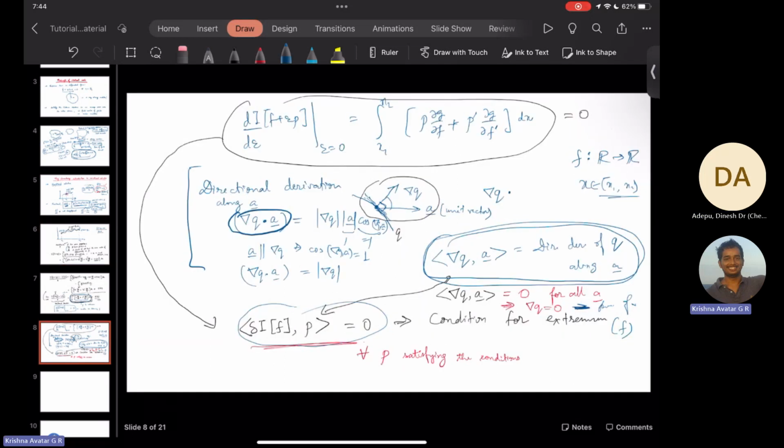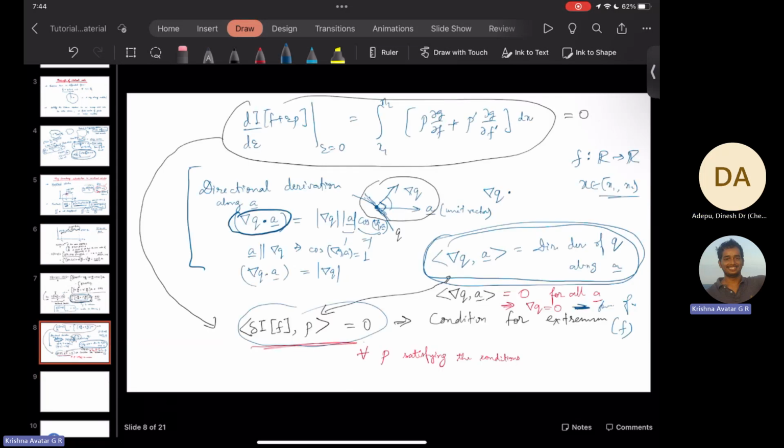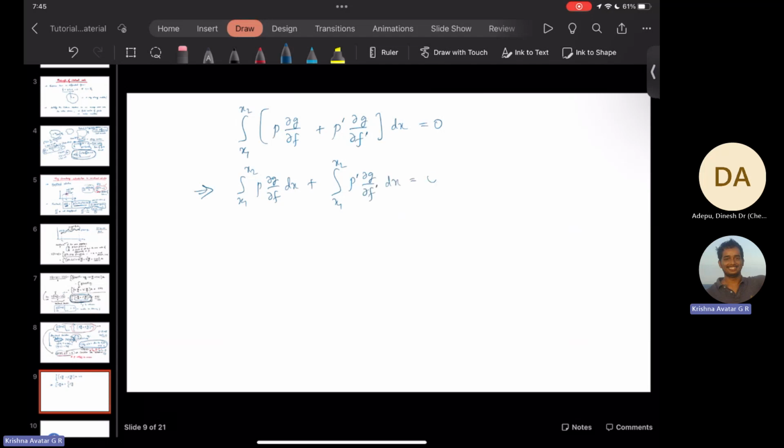Okay, now let's come to another slide here. I'll just copy this expression here, this one. So I'll just write it as the integral from x1 to x2 of p times partial g by partial f plus p prime times partial g by partial f prime, dx equal to 0. Now we can do something more. Let's separate this into two different integrals, and just take a look at the second integral. The integral of p prime partial g by partial f prime dx is equal to 0.